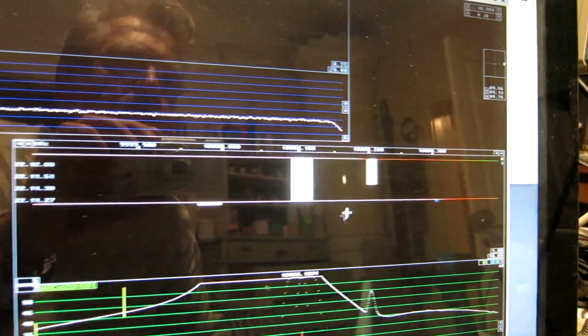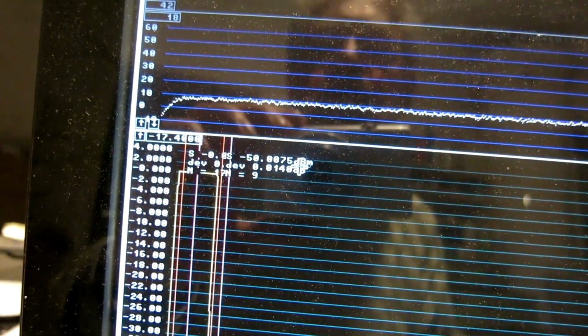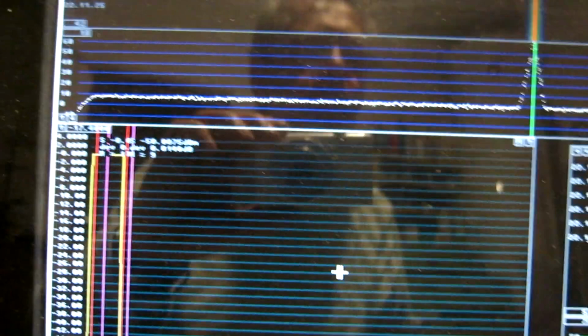Then I click on the injected signal, like that. And it comes here, and it should be at minus 50. Because that's where I have set it when I did the calibration a couple of days ago. And it shows minus 50.00. So this is perfectly okay.